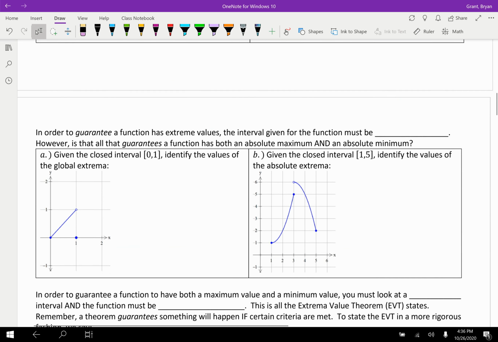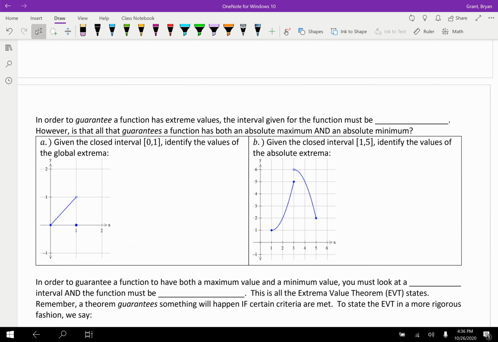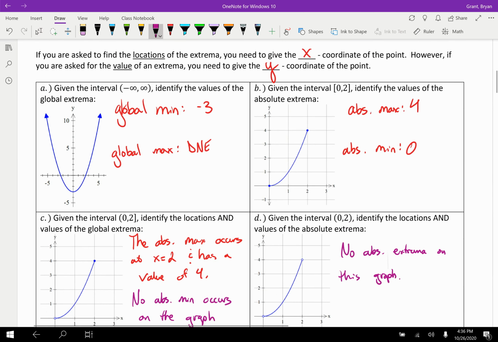So in order to guarantee that a function has extreme values, the interval given for the function must be closed. Now again, don't confuse this. I'm just wanting to say, if I do this, do you know the function has an absolute max or an absolute min? And if it's closed, you do.